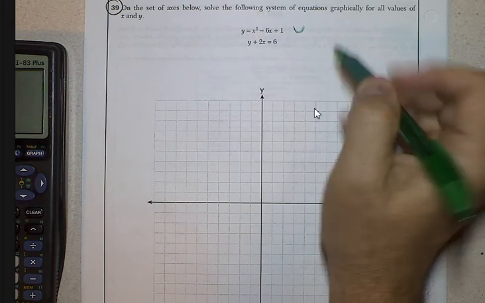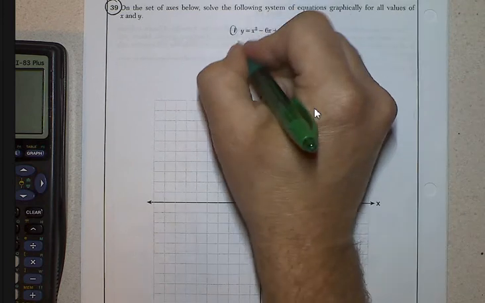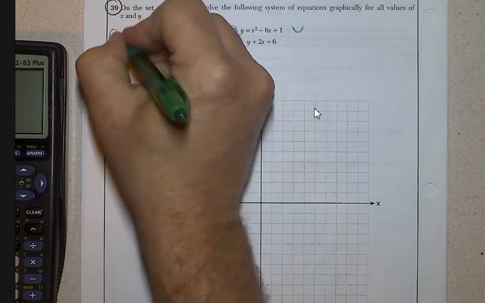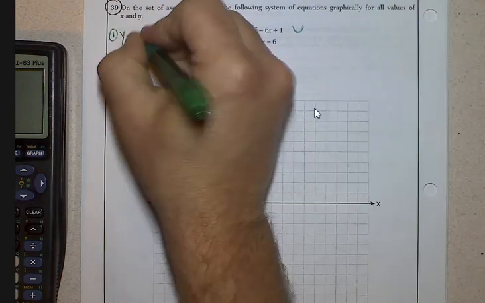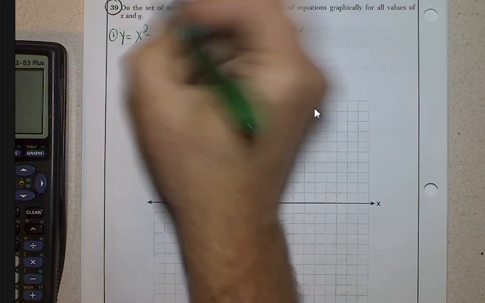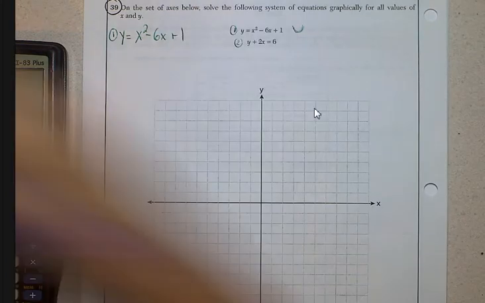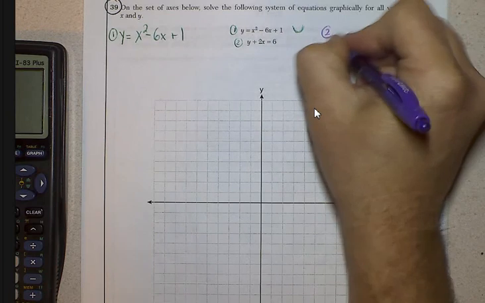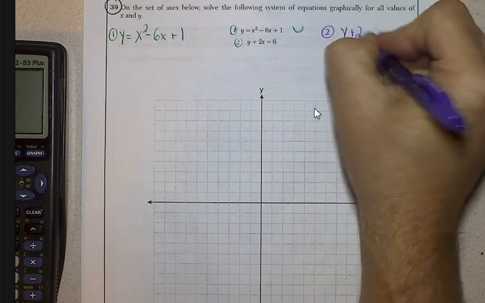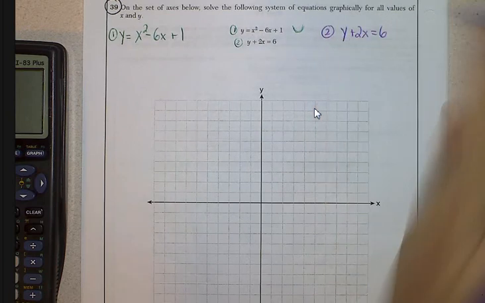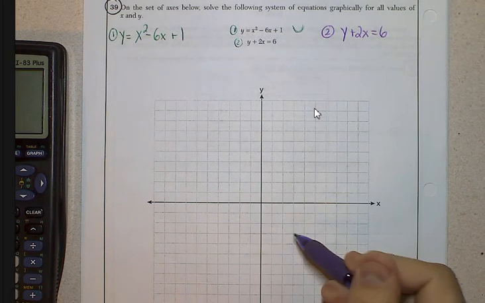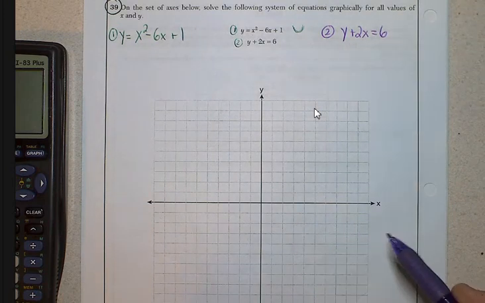All right, so we'll mark this equation 1. Equation 2, I'm going to bring equation 1 over here. Y equals x squared minus 6x plus 1. I'm going to bring the linear equation over here. Y plus 2x is equal to 6. They already give you the x and y axis, which is great. You don't have to draw it. Everything's labeled for you with that.